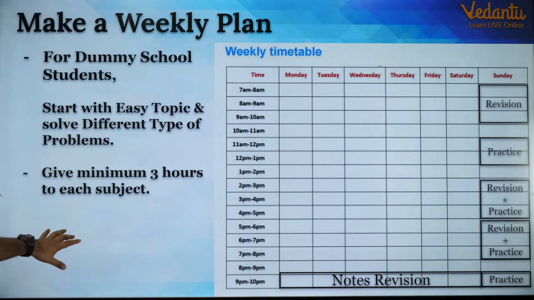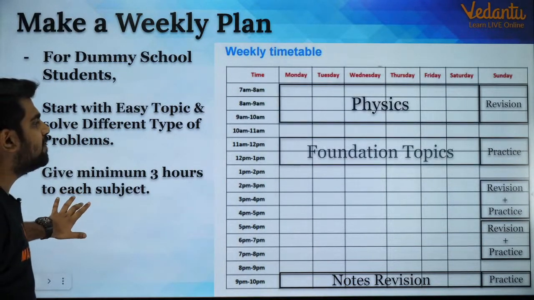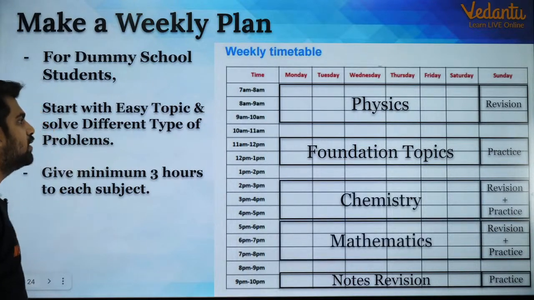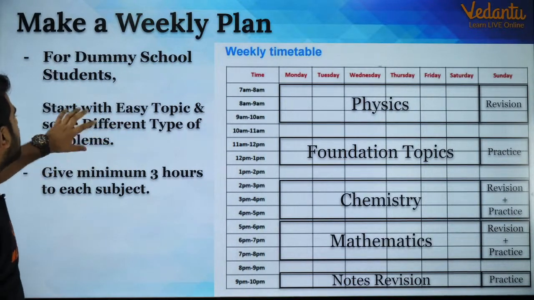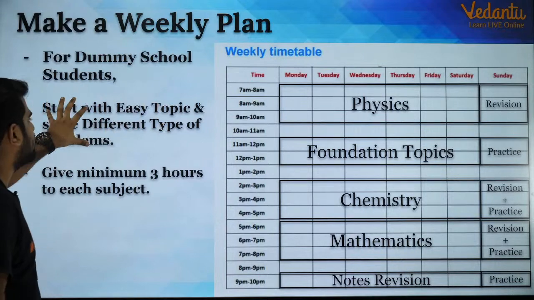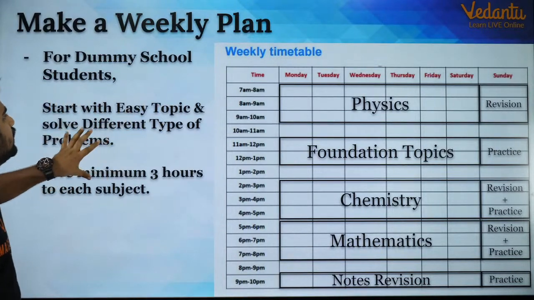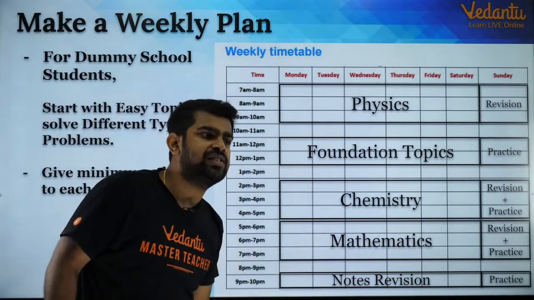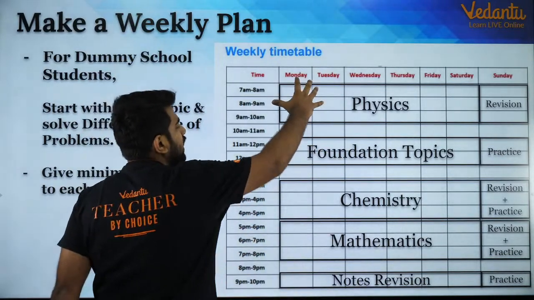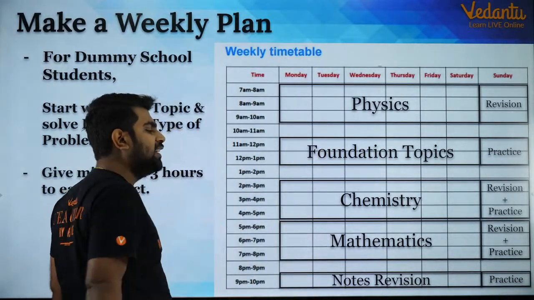For dummy school students, again, you guys are also very free, so you can do a lot of things. Again, go with easy topics first and try to cover them. You have more time, just like droppers, so you can study every subject for 2-3 hours per day.